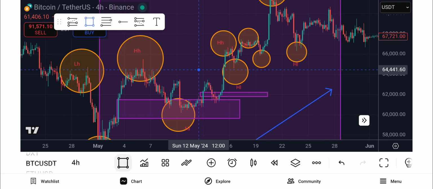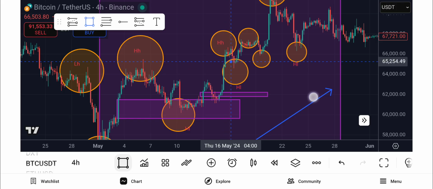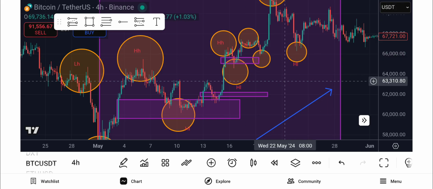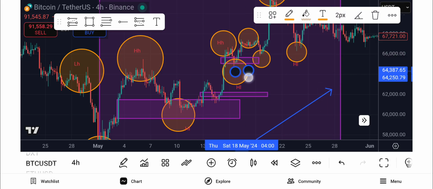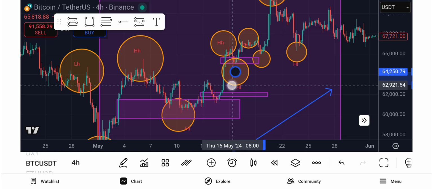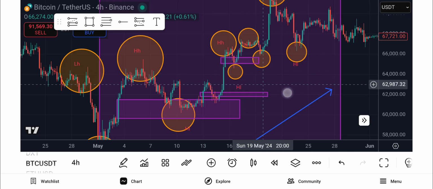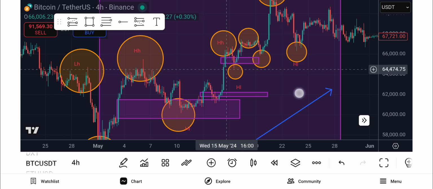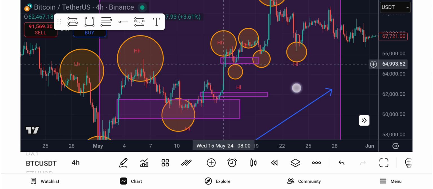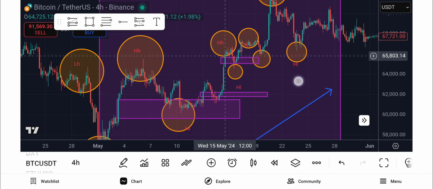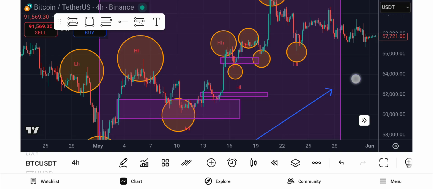What other fair value gaps do you see? Look. We see 1, 2, 3. Take it, stretch it out. Let me see if I can make this a little bit smaller. Yeah, make it a little smaller. So this is the first candle, this is the second candle, this is the third candle. The wick and this third candle wick don't touch. So that's a fair value gap.